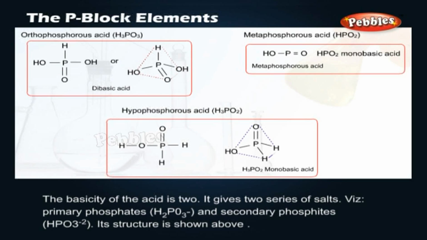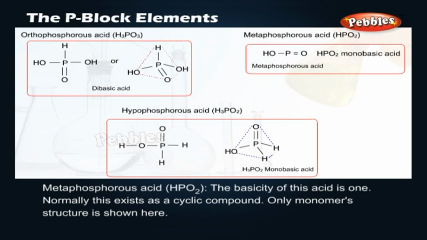Orthophosphorous acid, H3PO3. The basicity of the acid is 2. It gives two series of salts, namely primary phosphites H2PO3^- and secondary phosphites HPO3^2-. Metaphosphorous acid, HPO2. The basicity of this acid is 1. Normally, this exists as a cyclic compound. Only the monomer's structure is shown here.